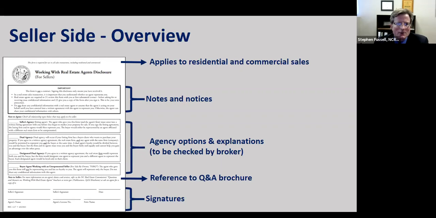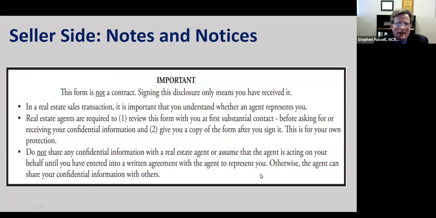So we're going to take a closer look now at the important notes section on the seller side. And, you know, we understand that whenever you meet a potential seller for the first time, they might be reluctant to sign anything until they get to know you better.